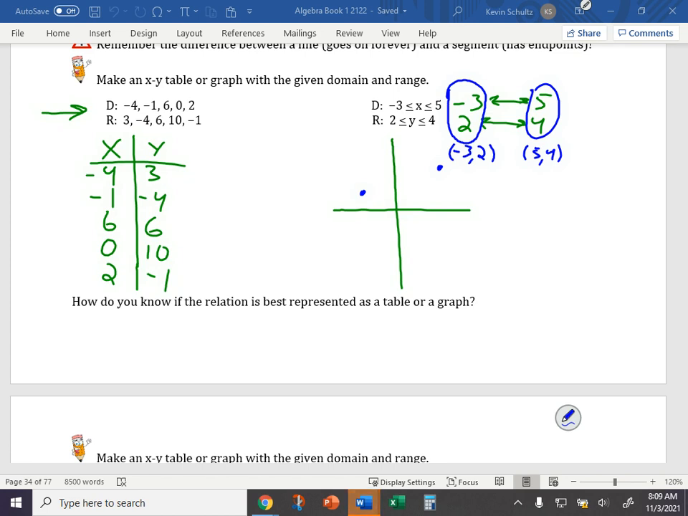And if we connect these points with a segment, this is -3 here, this was 5 here, this was 2 here, this was 4 there. Do we have a segment that goes from -3 to 5 on the x-axis? Yes. And does it go from 2 to 4 on the y-axis? Yes. Okay.